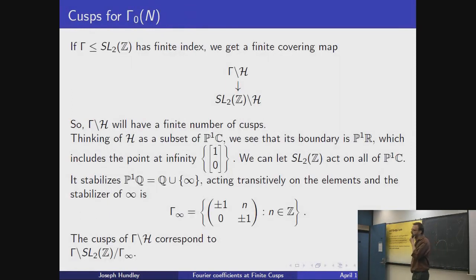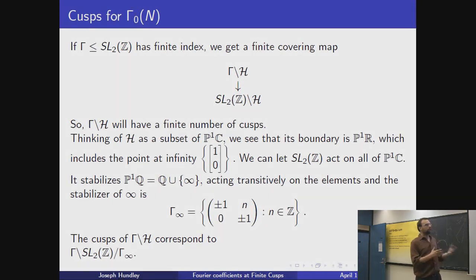So now I'd like to imagine trying to play this game for gamma not N, or for any subgroup of finite index, and certainly not starting over from the beginning. So if gamma is a subgroup of finite index in SL2Z, and I first wanted to find a fundamental domain, I would know that what I really need to do is analyze cosets of gamma in SL2Z, and these will give me a collection of inequivalent translates of my SL2Z fundamental domain. And that'll give me a fundamental domain for gamma.